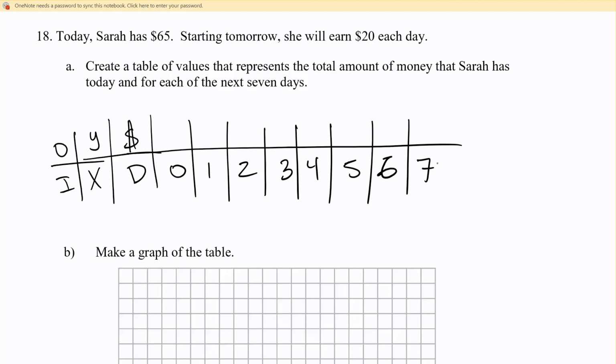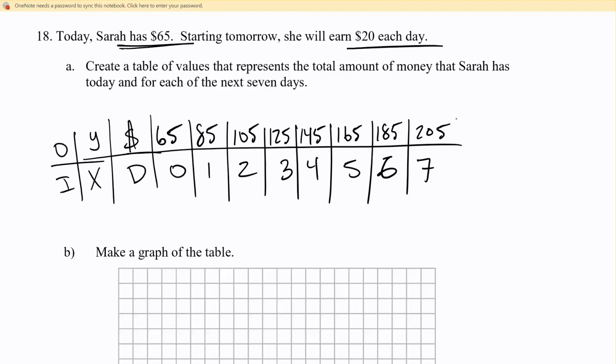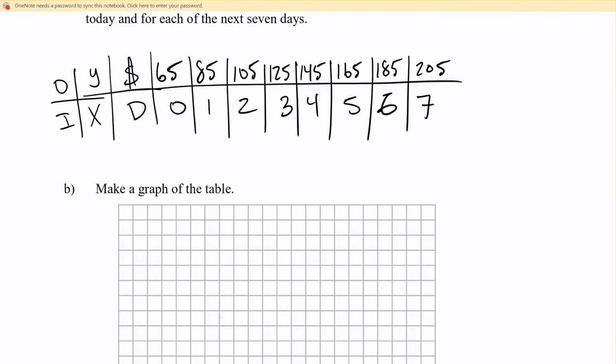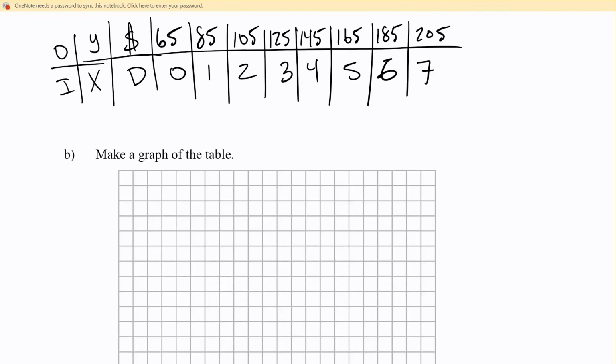So what does she start with? She has $65, so she starts with 65. What else would that be called? That might be called our y-intercept. And then each day she gets $20 more, so that would be 85, 105, 125, 145, 165, 185, 205. And make a graph of this table. So 65 and going up 20.